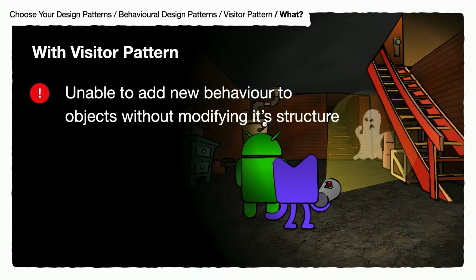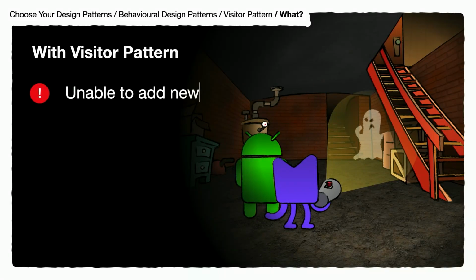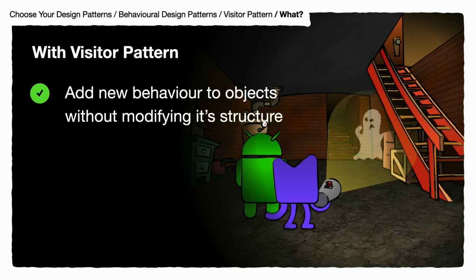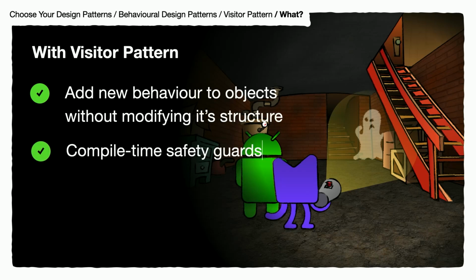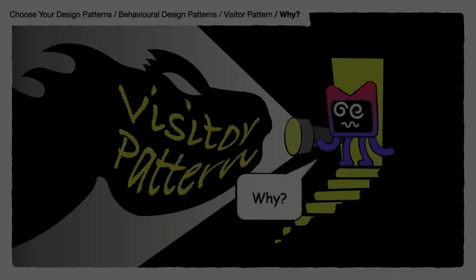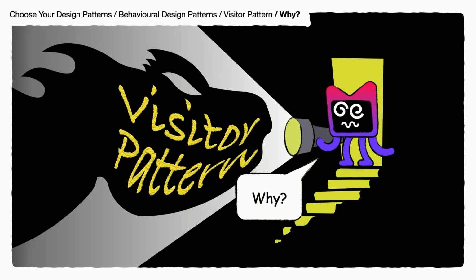Okay, so with the visitor pattern, we are now able to add new behaviors to objects without changing their structure too much. And on top of that, we've added some compile time safety guards by making sure all the different types are handled. But why? Why are we doing this song and dance? Is there another better way to do this?